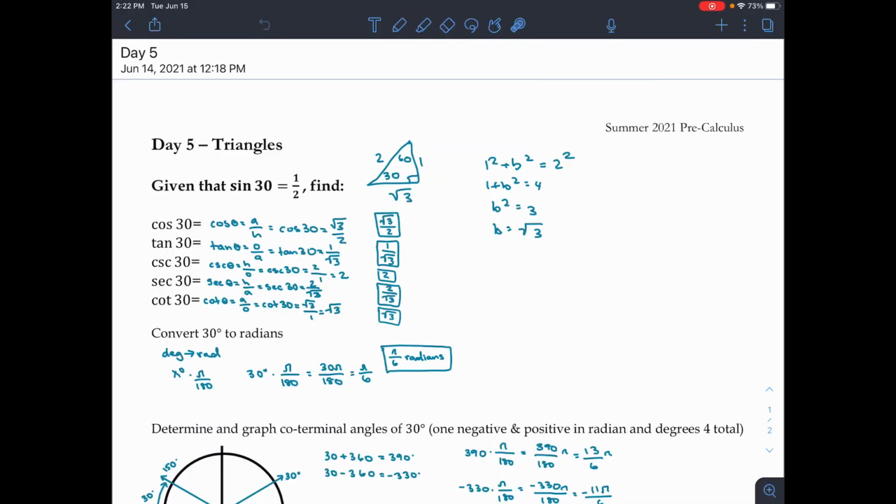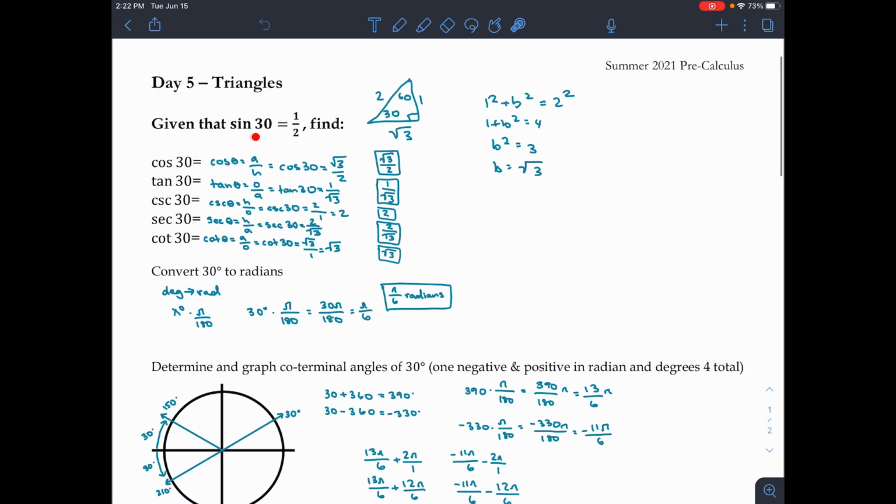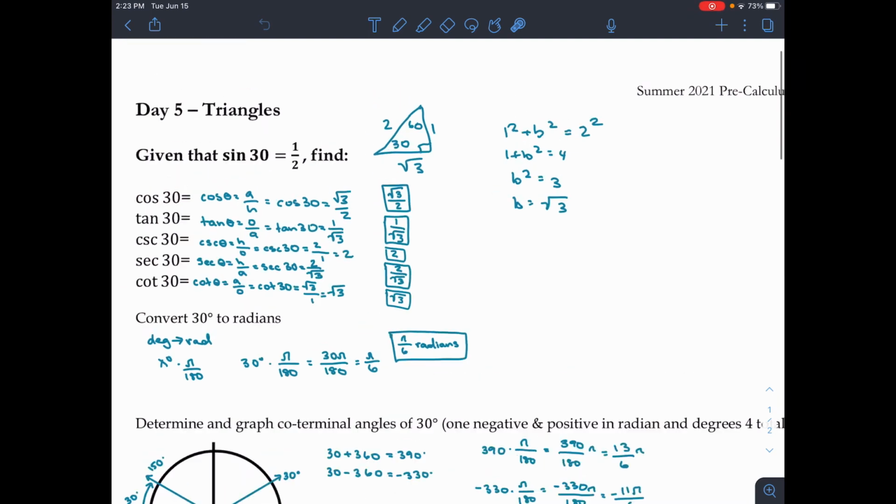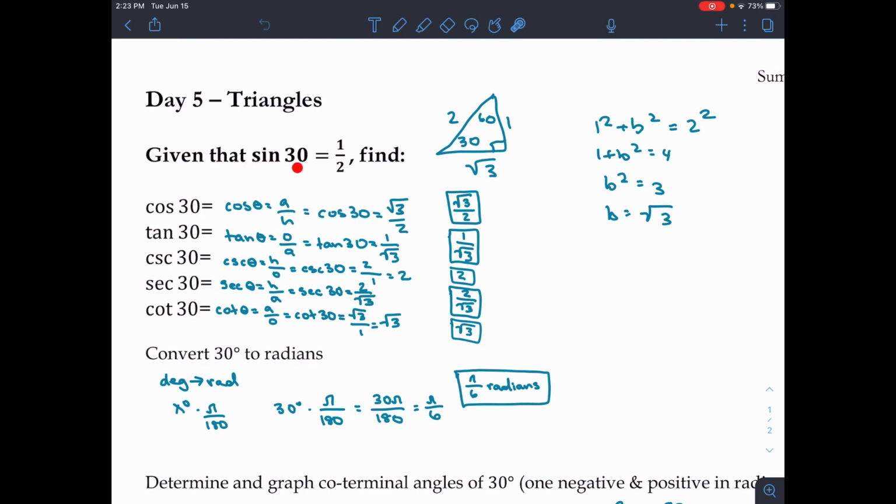Okay, so this is day 5. The question is, given that sine 30 equals 1/2, find these values, for example cosine 30, tan 30. How we would do that is, sine 30 would mean opposite over hypotenuse. So we can make a triangle and put 30 here because that's one of the degrees. We could put 60 and then 90 here.